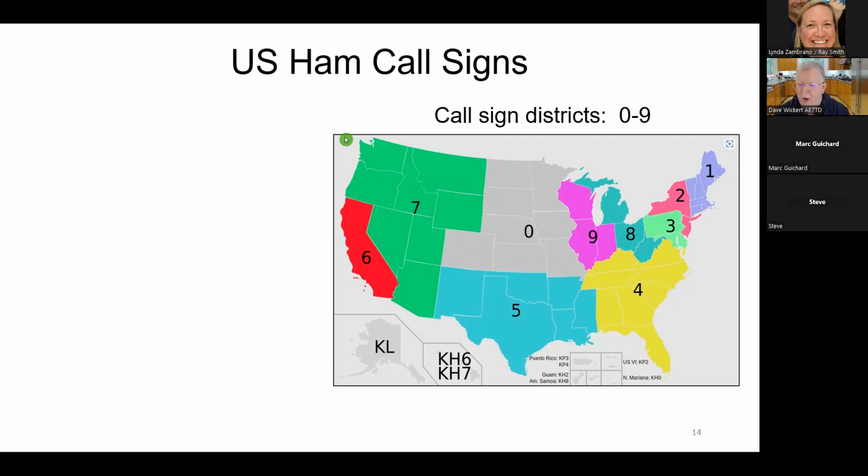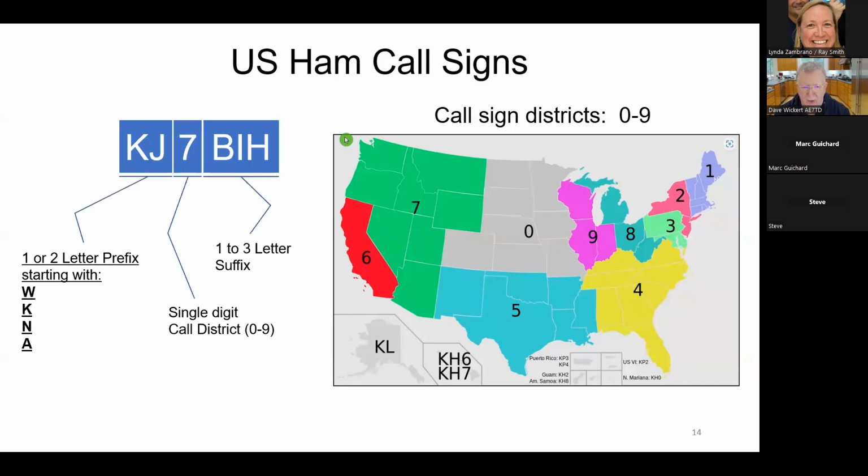There's enough ham radio operators in the state of California that they get their own call area dedicated to just California. And then you can see the layout. So when you get your initial call sign, your call sign will have a 7 as the middle element. So every call sign has a prefix, a call area, and then a suffix. And depending on what license class you have, you may or may not be able to have different combinations of letters for your prefix and your suffix.